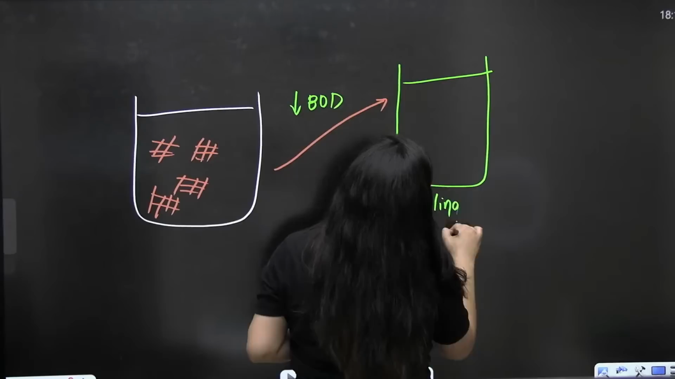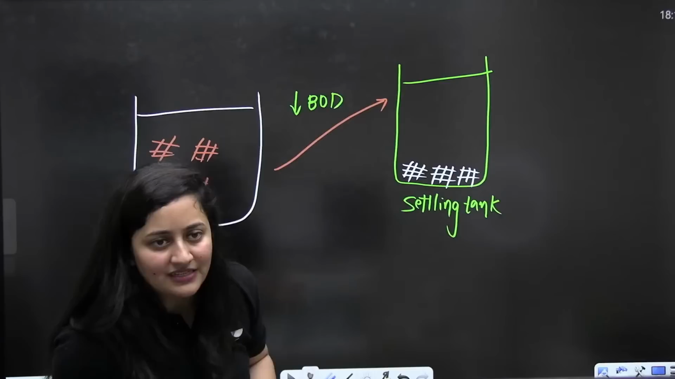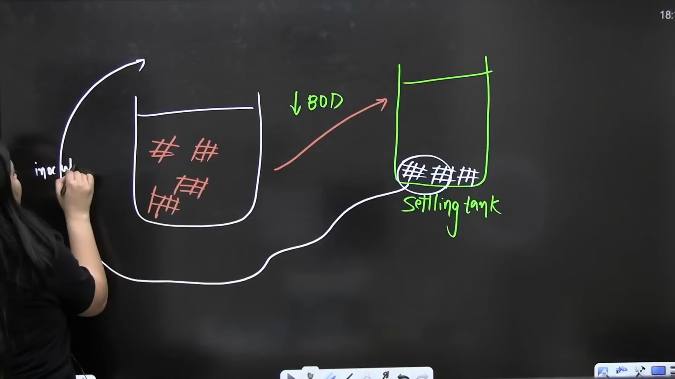Here in the settling tank, bachche, these flocks will settle down at the base, because now their duty is over. And from the settling tank, we can use some amount of flock for the next round as an inoculum.